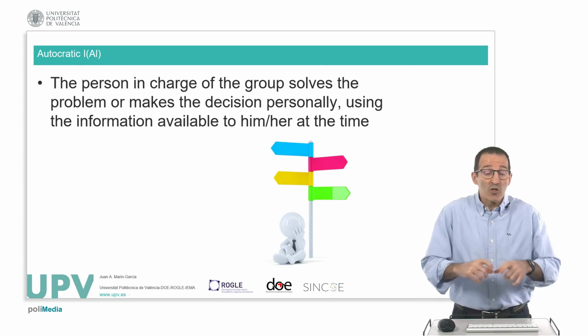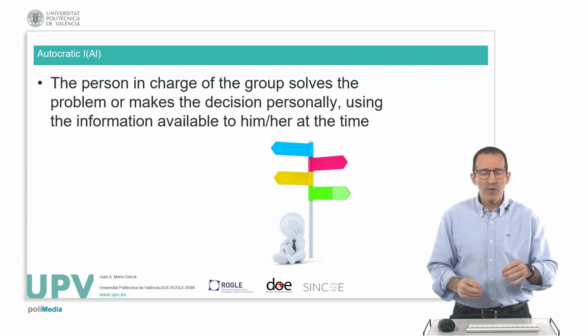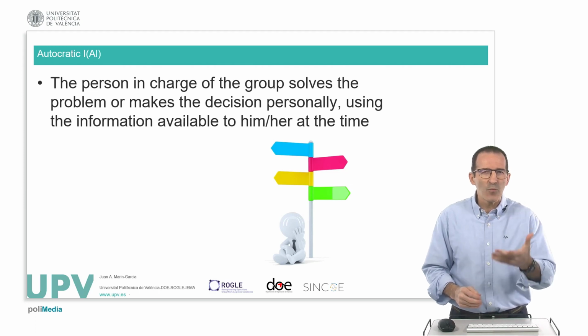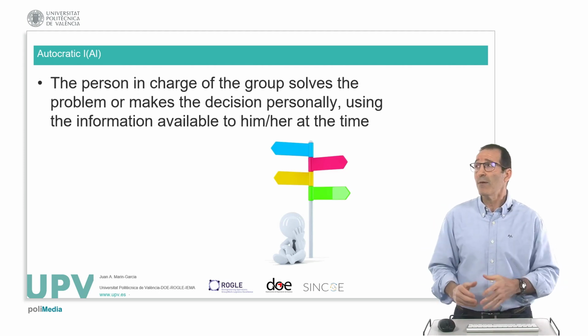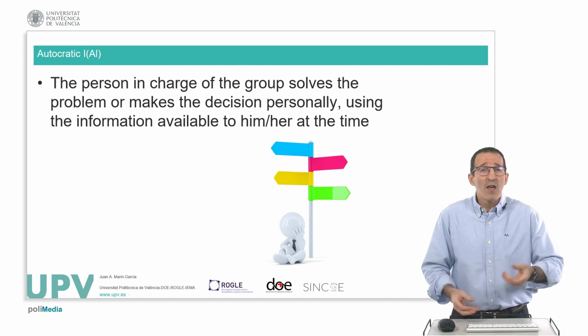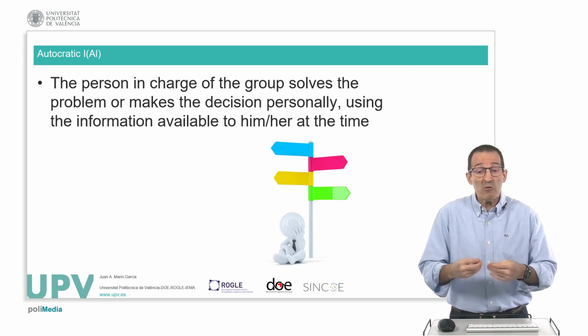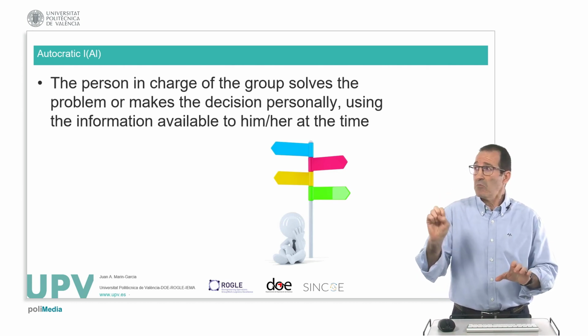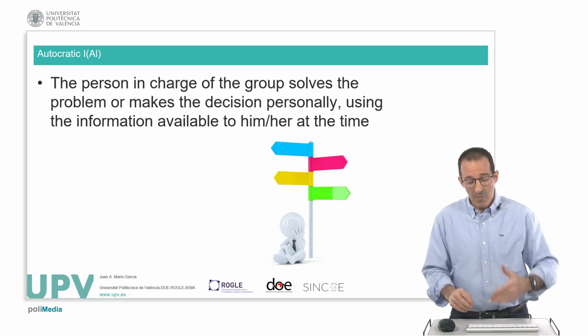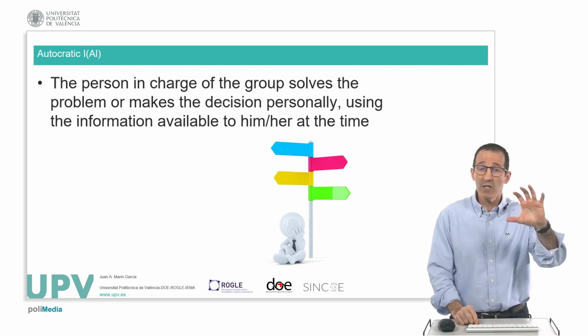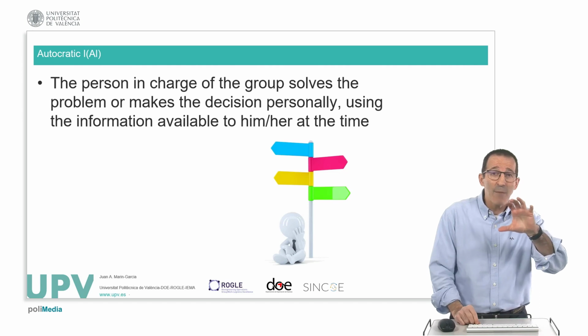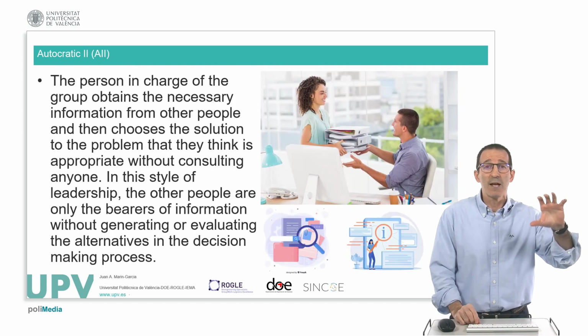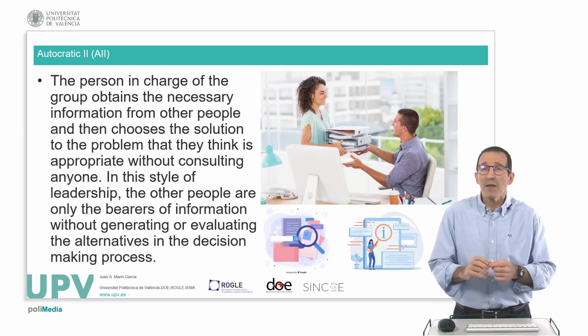The first of the styles, which is a set of behaviors that are linked to the person who is responsible for a group or a work team, makes the decision personally with the information available at that moment. He has the information, makes the decision, and at most informs the group of the decision he has made. That's a style, a set of behaviors that make the responsible person behave in this way.